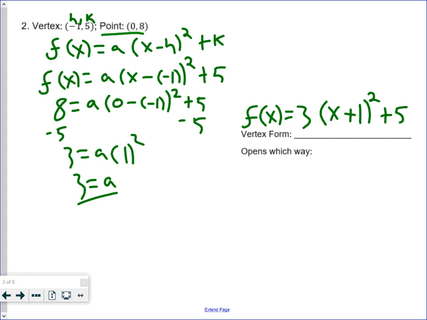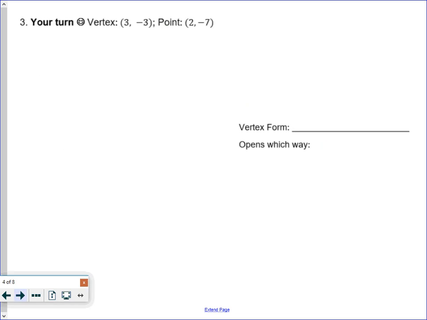So now let's see which way it opens. Same thing, we're going to look at the a value. In this case, a is greater than 0, or a is positive, right? And since a is positive, it's going to look something like that. It's going to open upwards, right? It's going to open up. I'm going to leave this problem for you guys. We have the completed notes online, so you can double check your work there.